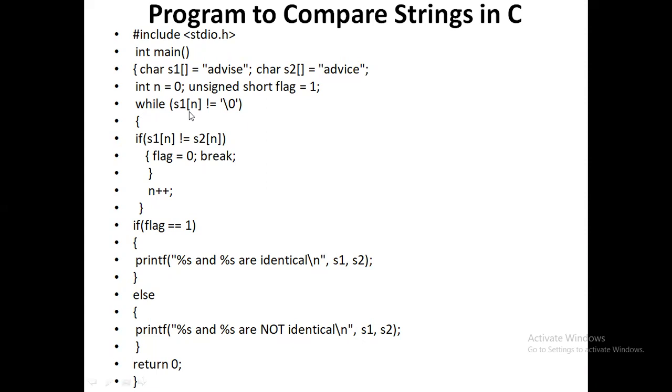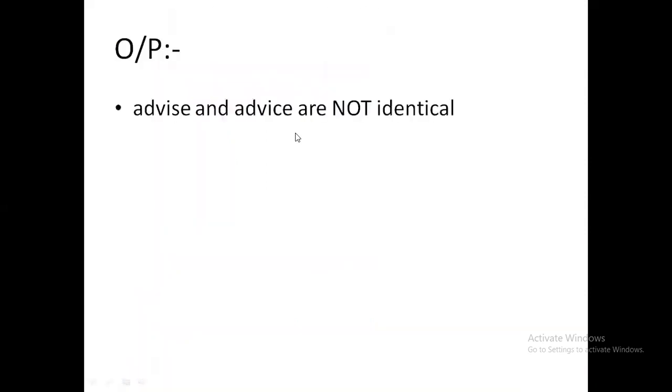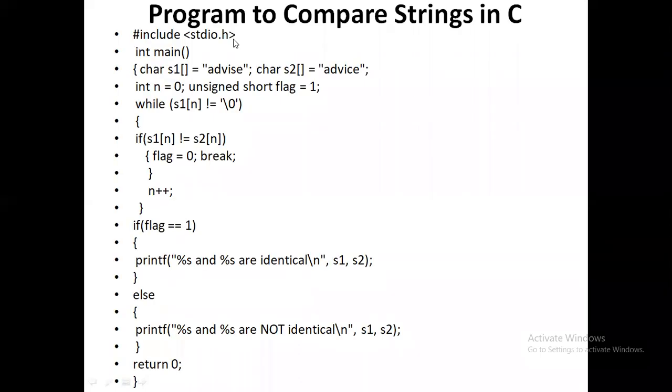So you can see here while S1 of 0 not equal to null. Now it is not equal to null. S1 of 0 is A. So it is not equal to null. I entered the loop. Now is S1 of 0 not equal to S2 of 0? No. S1 of 0 is how much? You can see. One minute, I will be writing so that you can understand here.